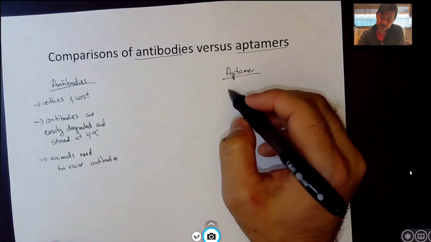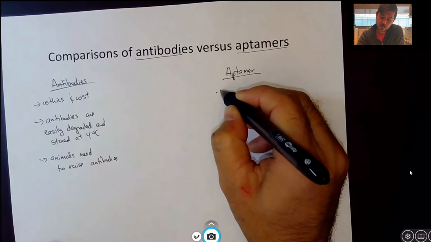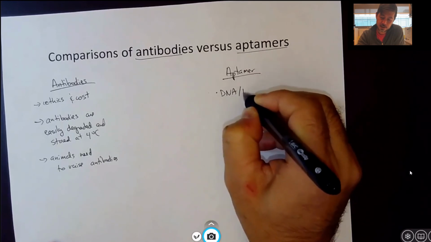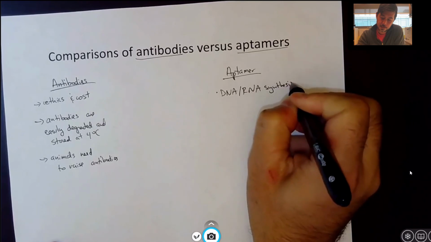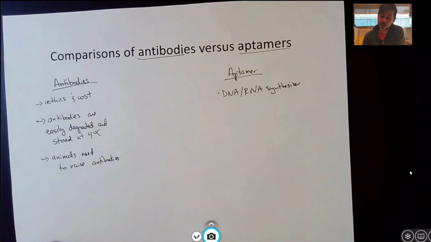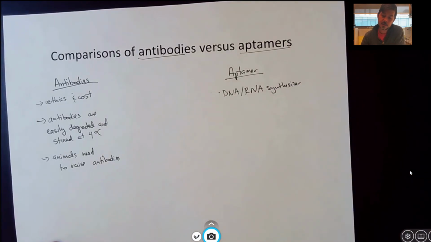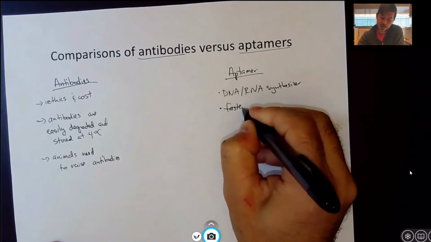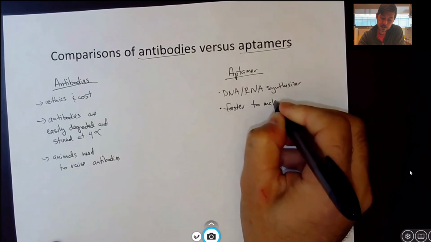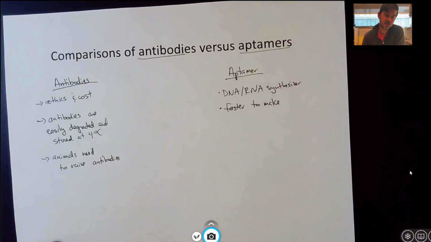For aptamers, well, what do you need? You need a DNA RNA synthesizer or access to libraries of DNA RNA. And today in 2020, it's actually not too difficult to do that. You can perhaps purchase some DNA libraries at a fairly low cost. In general, these would be faster to make and to select, and you don't have to use animals, obviously, to raise an aptamer.